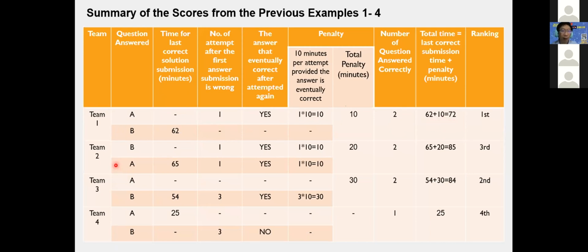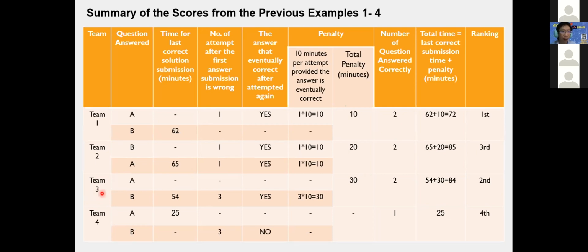For team 2, based on the example just now, they managed to get 2 questions correct as well. For question B, there is 1 incorrect attempt, penalty 10 minutes. Then for question A, the last correct submission time is 65 minutes plus 1 incorrect attempt, so another penalty of 10 minutes. So the total penalty is 20 minutes. The total number of questions that they got correct is 2. So 65 plus 20 is 55 minutes.